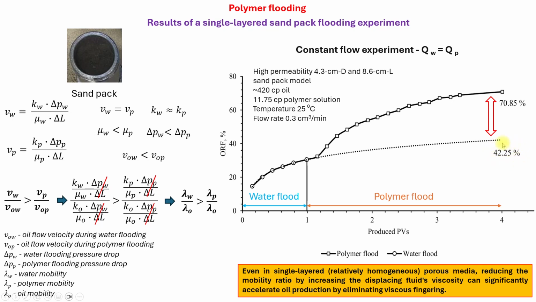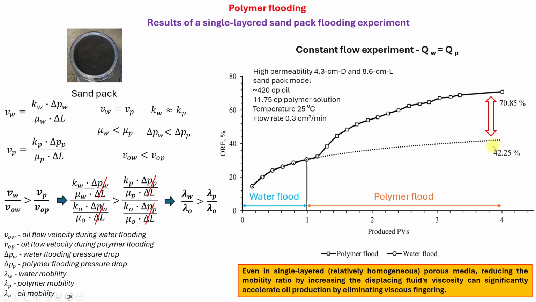But instead of continuing with water, we switched to polymer flooding right after injecting 1 pore volume of water. The polymer solution we used had a viscosity roughly 11 to 12 times higher than that of water. As you can see, this increase in the viscosity of the displacing fluid significantly accelerated oil displacement, resulting in 70% oil recovery from the model. Compare this to the 42% projected based on water flooding alone.